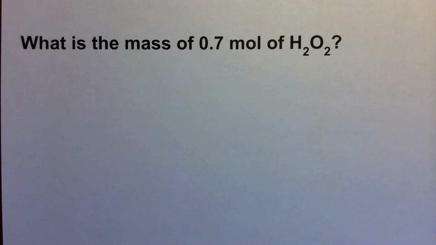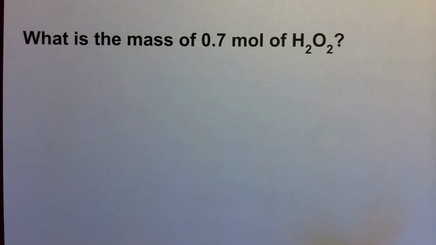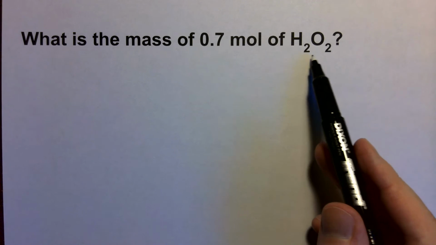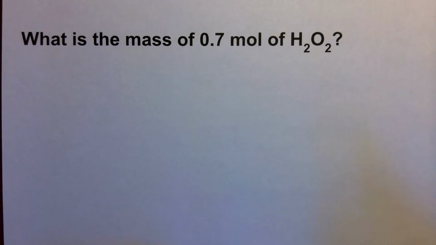Alright, in this example, we're going to be applying the mole formula in a slightly different way, where we are now looking for mass given moles, and given that we can find the molar mass. So in this example, we are asked: what is the mass of 0.7 moles of H2O2? This is also called hydrogen peroxide.